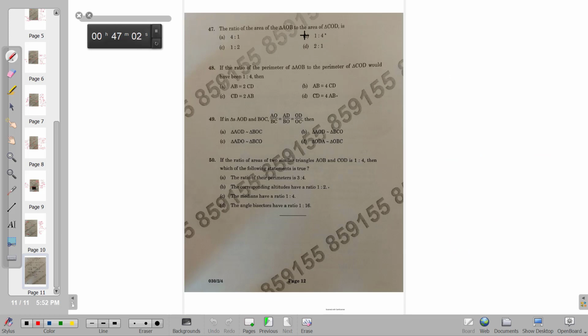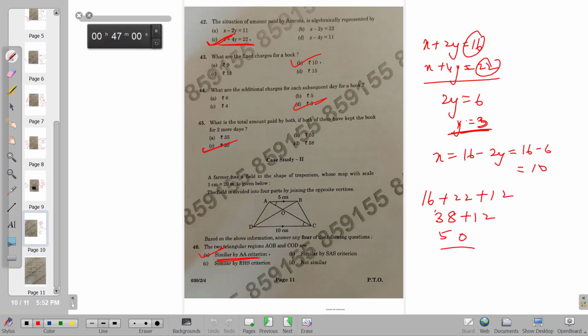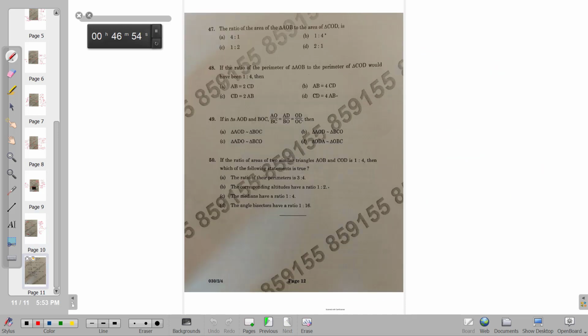The ratio of area of triangle AOB to area of triangle COD. Where is AOB? Smaller triangle by bigger triangle. Smaller side by bigger side is 1 by 2. So the ratio will be 1 by 4, square of 1 by 2.